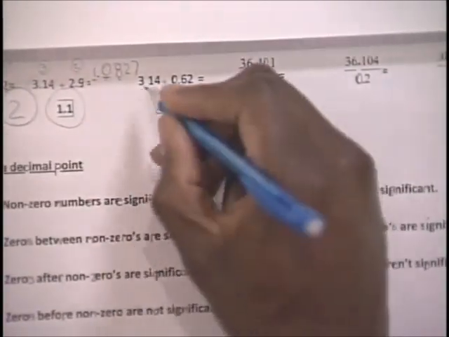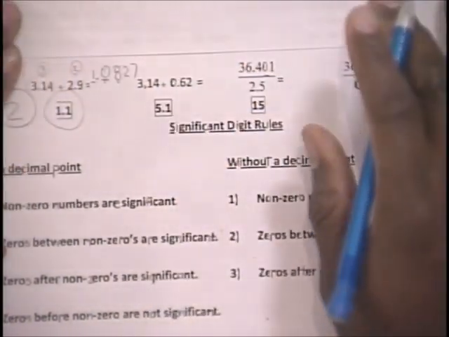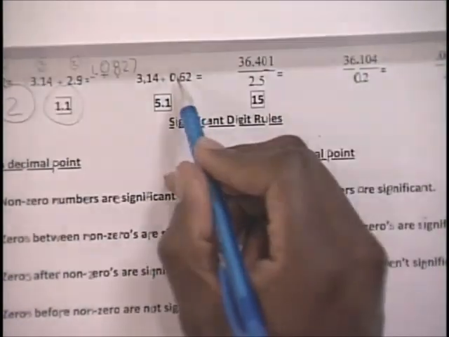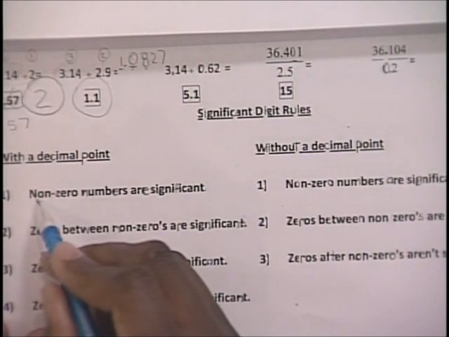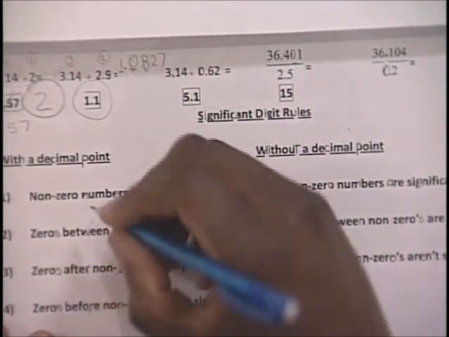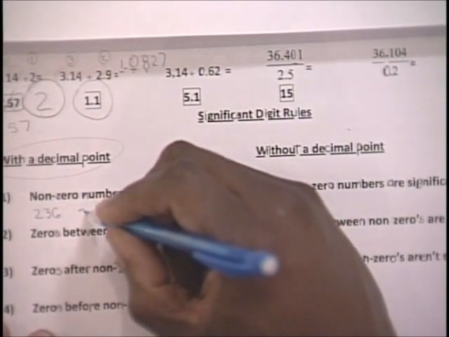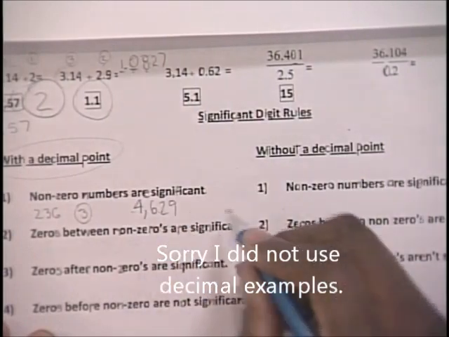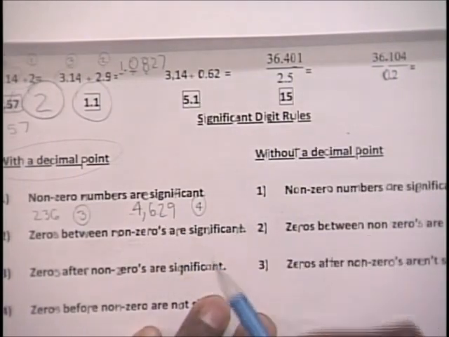Let's take a look at another problem that we did last week. We have 3.14 divided by 0.62. Let's talk about the number of significant digits here real quick. Some of the rules that we talked about previously: any non-zero numbers are significant. If you have a decimal point, any non-zero numbers are significant. So 236 has 3 significant digits. 4,629, all these are non-zeros, so that's 4 significant digits.